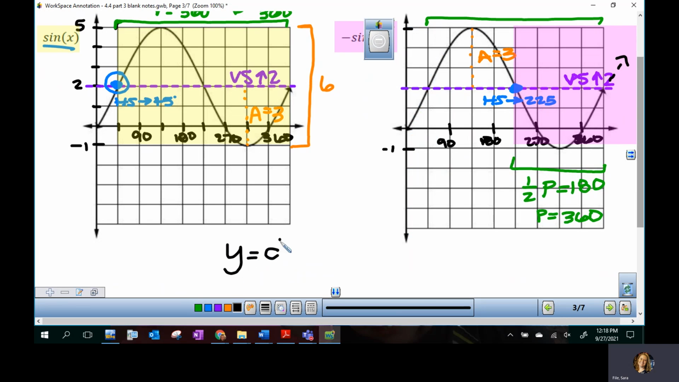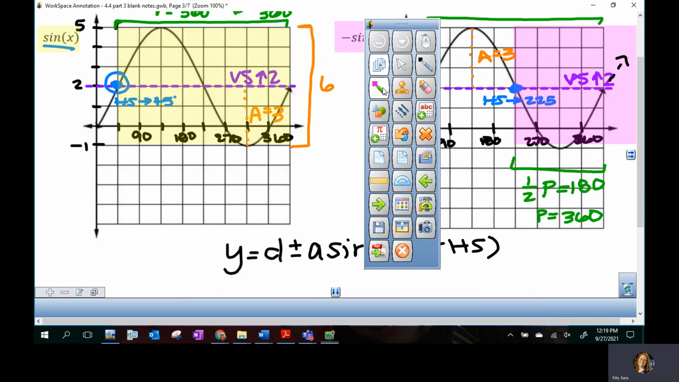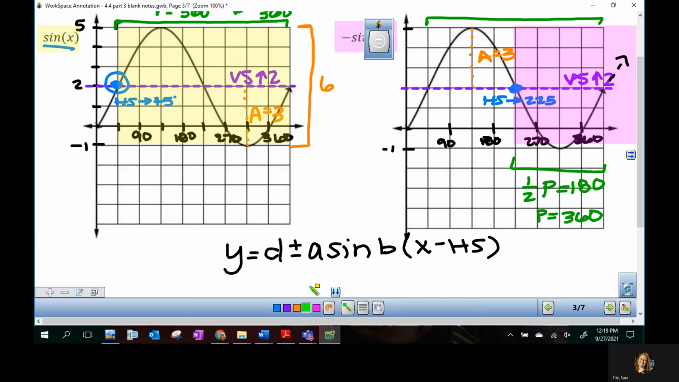Okay, so now to write our equation, I'm going to start with my D. I'm going to do plus or minus, and both of these were sine. So I'll have A and then sine of B times X minus the horizontal shift. This is the format I'm going to use to write my equations. Okay, so we've got the B came out to be 1. The amplitude we said was 3. And the vertical shift we said is 2.